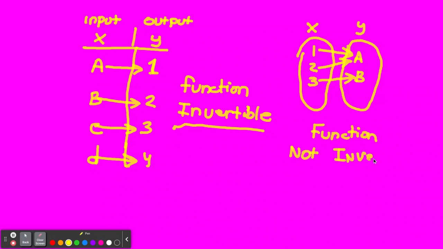Do you know why? Why is it not invertible? Well, because remember we said the output can only have one input. So you see this output here, A, it has two inputs. So it is a function, but it's not invertible. Let's do another one.